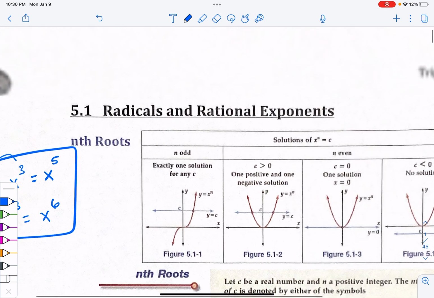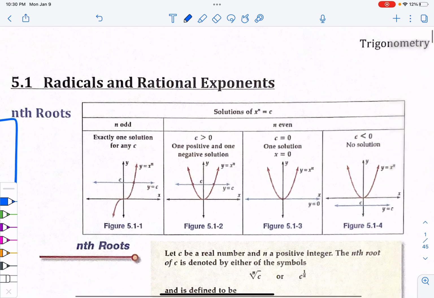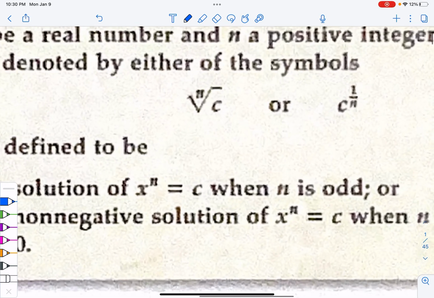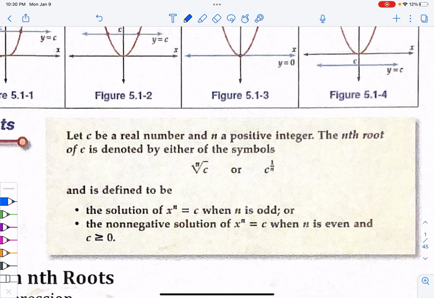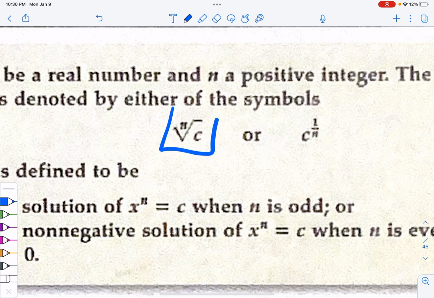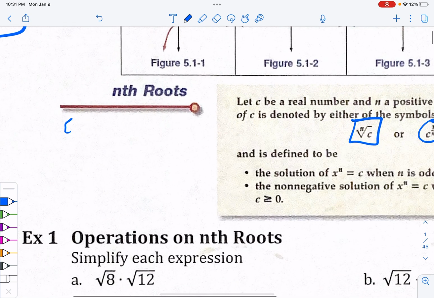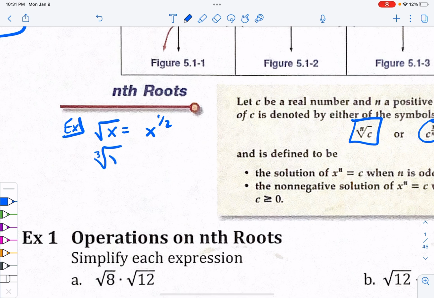So when we're talking about roots, I'm going to skip that graph because it's a little confusing. The one thing I want you to remember from this box is that whenever you have square roots or cubic roots or anything like that, you can always write the exponent as a fraction. So the square root of x can be written as x to the 1/2 power. The cubic root of x can be written as x to the 1/3 power.